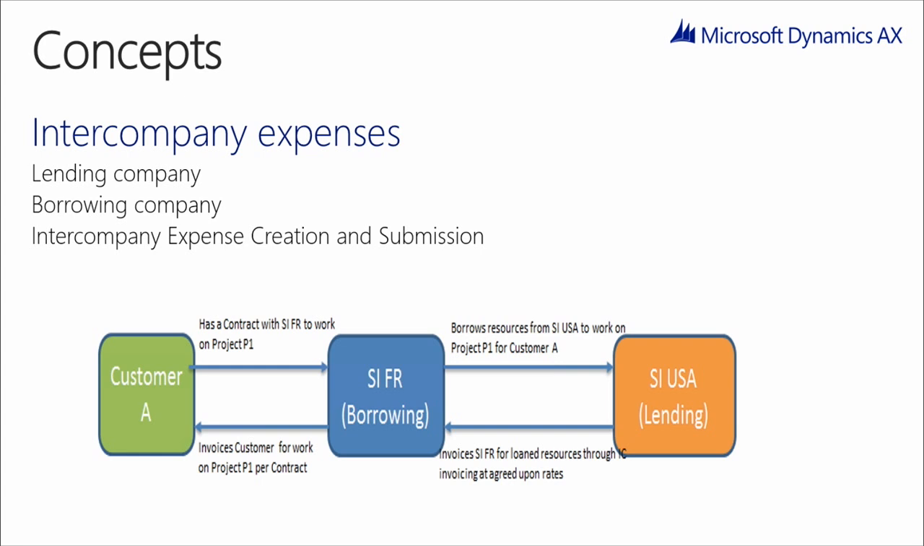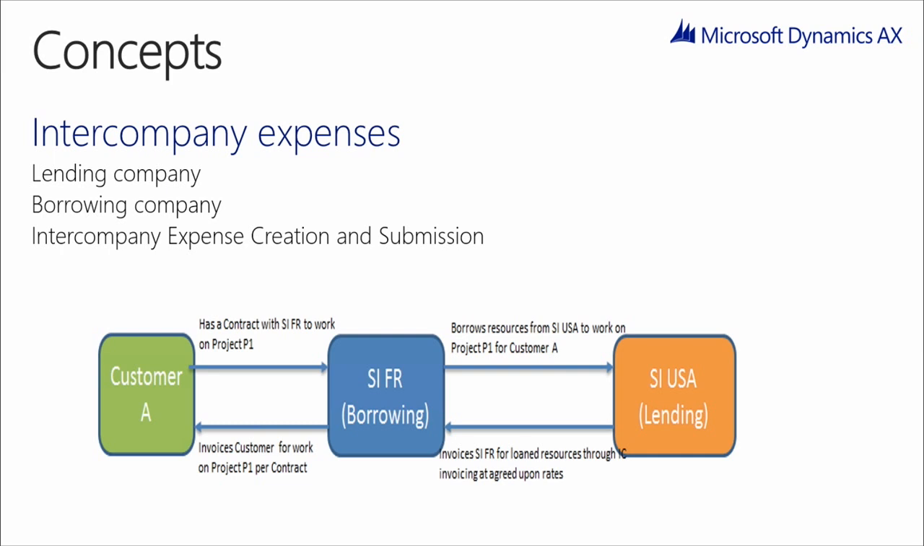The following illustration is a typical scenario where two legal entities, SIFR, the borrowing legal entity, and SIUSA, the lending legal entity, share resources to deliver a project for customer A. In this illustration, FRSI is contracted to deliver the work to customer A.